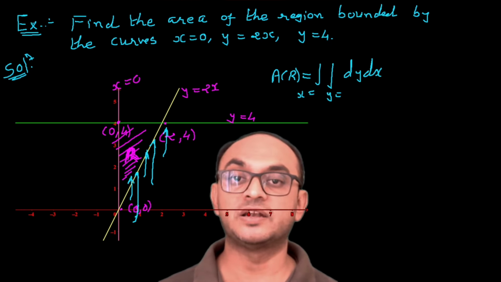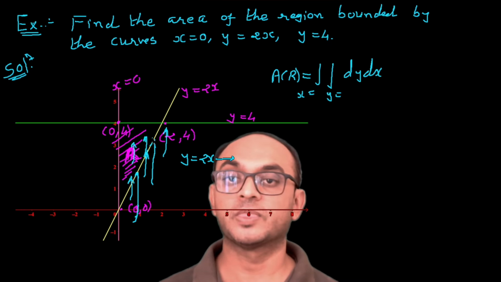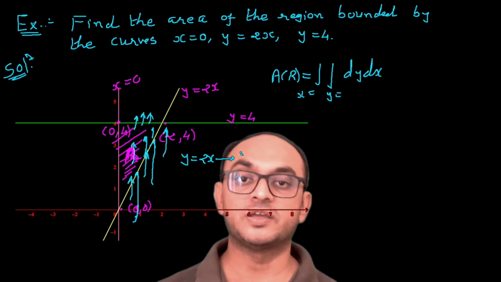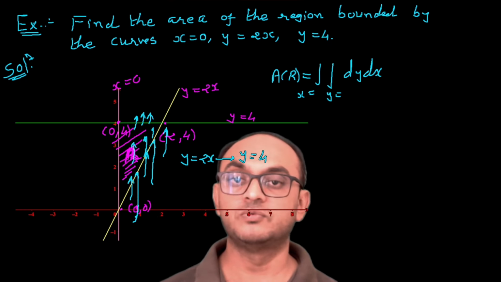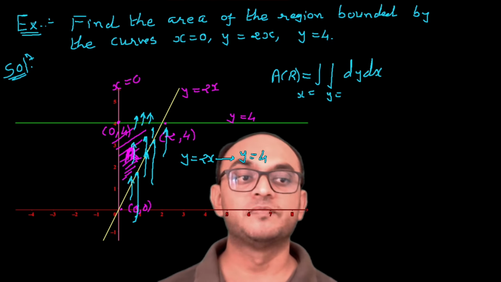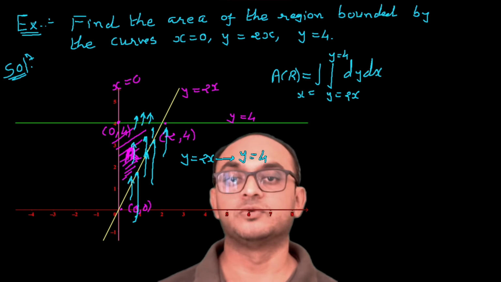That means we are entering into the region from this line. We are moving inside our region, and then we exit from the region. When do we exit from the region? The equation of this curve is y equal to 4. So y equal to 2x to y is equal to 4. As you know, entry becomes the lower limit, exit becomes the upper limit. So y is equal to 2x to y is equal to 4.